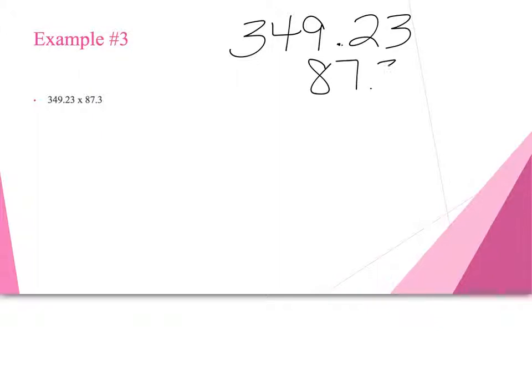Okay, so we're going to go ahead and solve this. Again, you do not have to line up the decimal when you are multiplying decimals. So we've got 349 and 23 hundredths, and we've got 87 and 3 tenths. Just a reminder, decimal does not need to be lined up, but you want to line up the last digit of the top number with the last digit of the bottom number. Okay? So we're going to go ahead and multiply like normal.